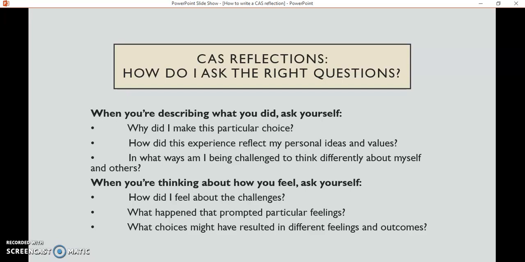And then when you're thinking about how you feel, the second part of the ingredients, ask yourself these questions. How did you feel about the challenges? What happened that prompted those particular feelings? And what choices could have resulted in different feelings and outcomes? So be fairly reflective about that process. And you can see after you've described, the first description kind of leads into the second part, how you feel about what happened.